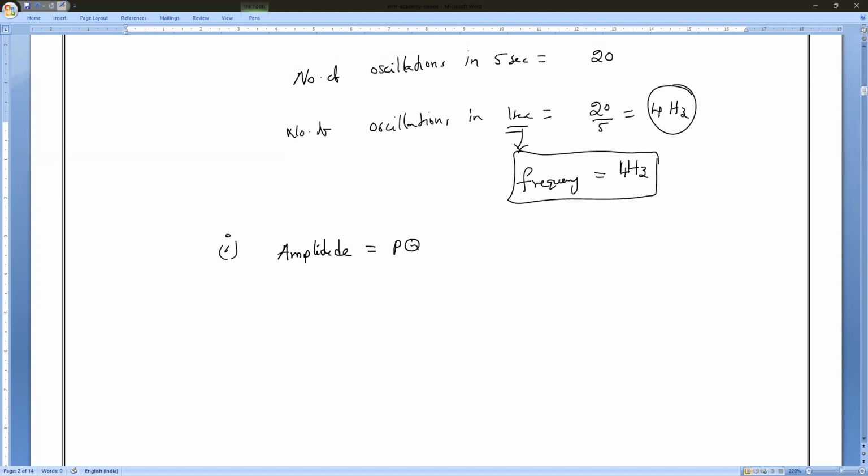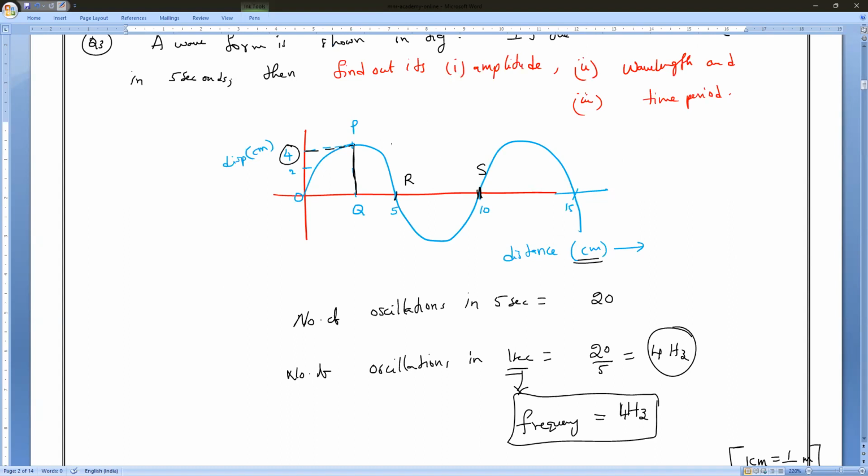Amplitude is equal to PQ. So PQ is equal to how many meters? 4 centimeters. So 4 into 1 centimeter equals how many meters? 1 centimeter equals 1 by 100 meters, which is equal to 0.04 meters. That is the amplitude. Is it okay, guys? In the given figure, what is the amplitude? PQ only. Am I right or wrong?